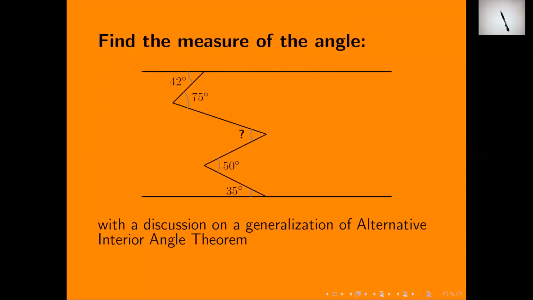Hello everyone. Today we are going to discuss a generalized alternate interior angle theorem. We replace the transversal with a polygonal line. We choose the angles from the left and the right side of the polygonal line alternately. In this case, the alternate interior angle theorem still applies. Let's take a look.